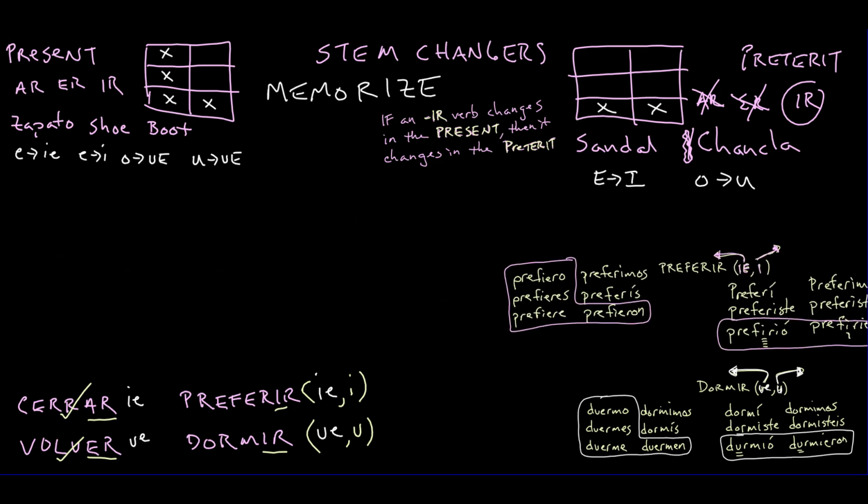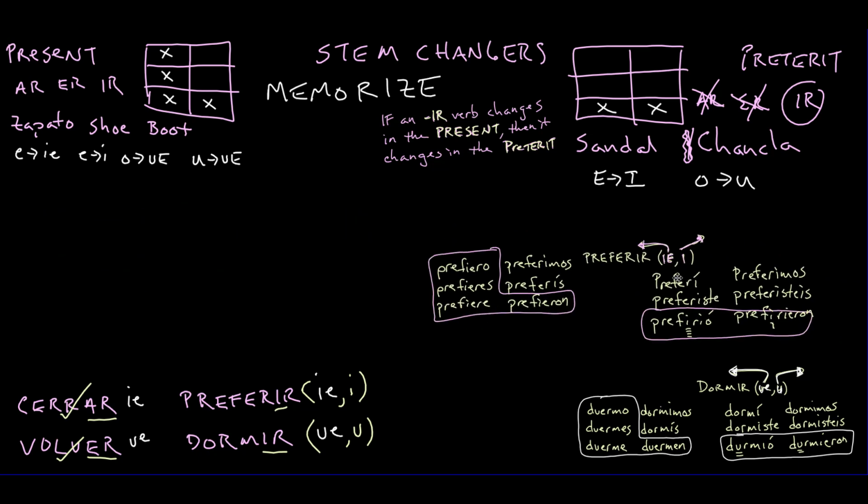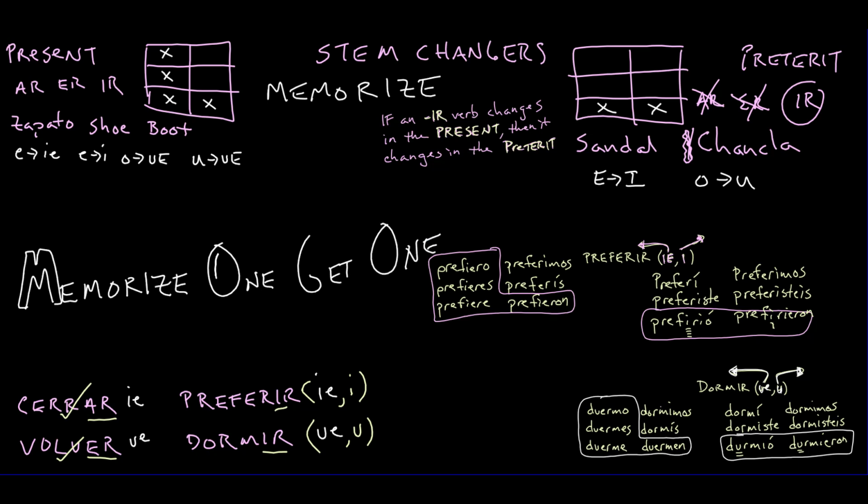All right, stem changers. You've got your zapato verbs and your chancla verbs. Now, just memorize the one, and you're going to kind of get another one. It's like a two-for-one: memorize one, get one. I think we've seen that before. Suerte.